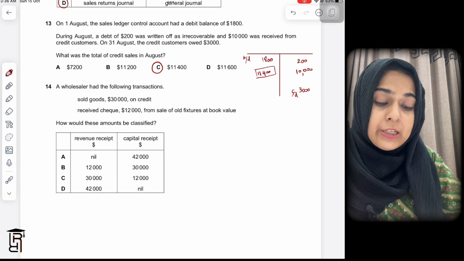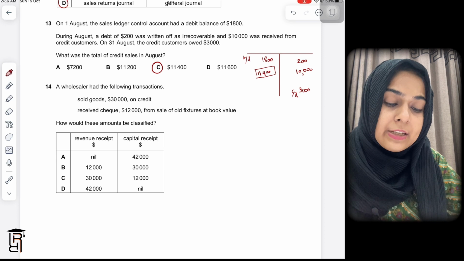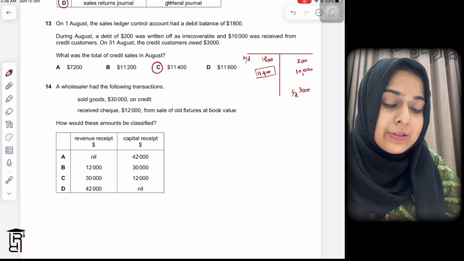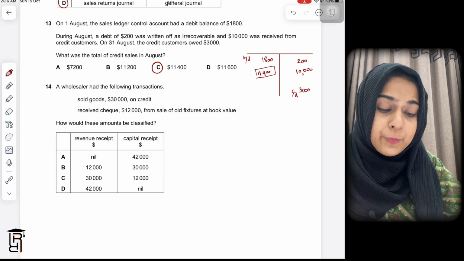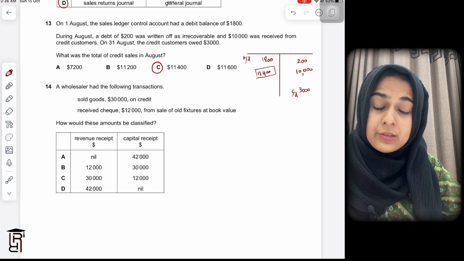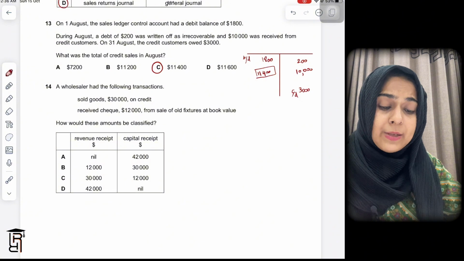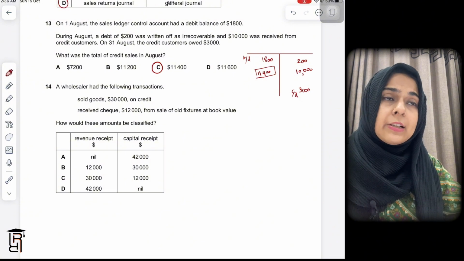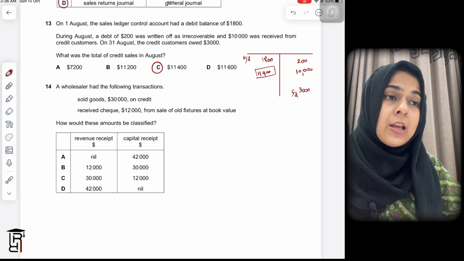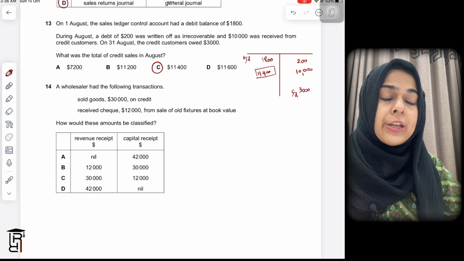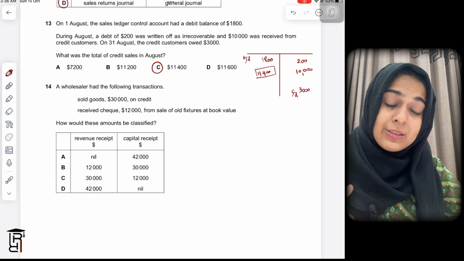Okay, question number 14. A wholesaler had the following transactions: sold goods 30,000 on credit, received a check 12,000 from the sale of old fixtures at book value. Whenever you sell goods on credit, 30,000 is your revenue receipt, because all the items that go in your income statement, if they are revenues, are revenue receipts. All the items that are going into the income statement, if they are expenditures, those are revenue expenditures.